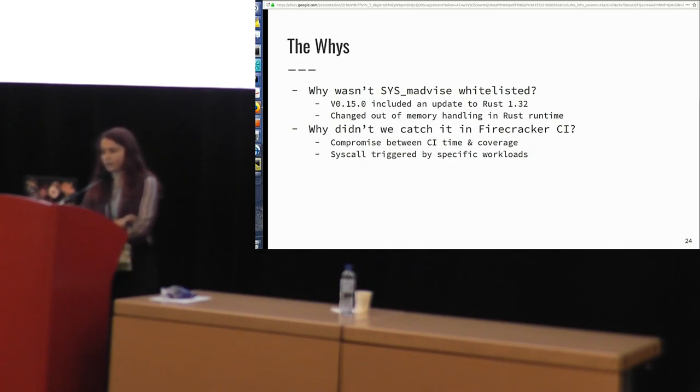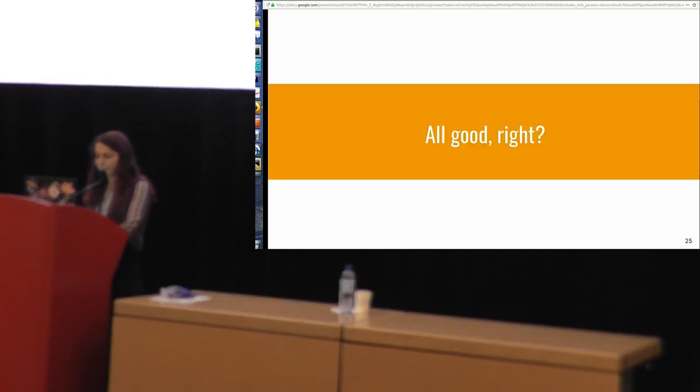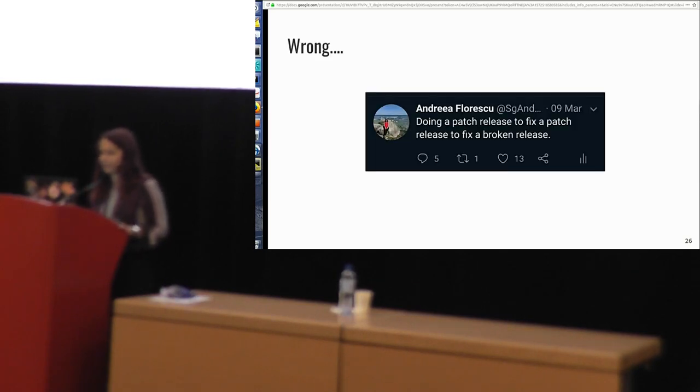So why didn't we catch it in Firecracker? Because this was actually not happening all the time. It was a workload-specific syscall, generated by the way that Lambda is using Firecracker. And in Firecracker, we have to make a compromise between how long the CI takes and coverage. So we cannot possibly cover every use case. Everything must have been good because we whitelisted, only that it wasn't.